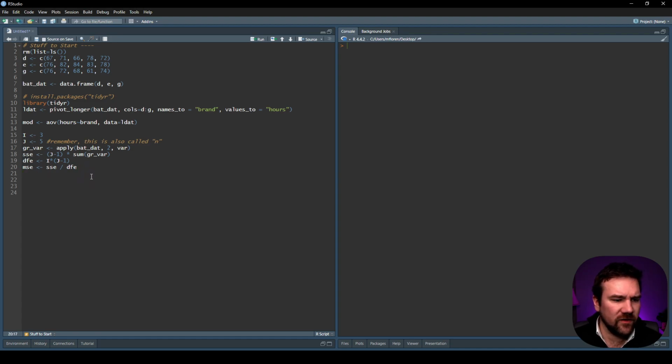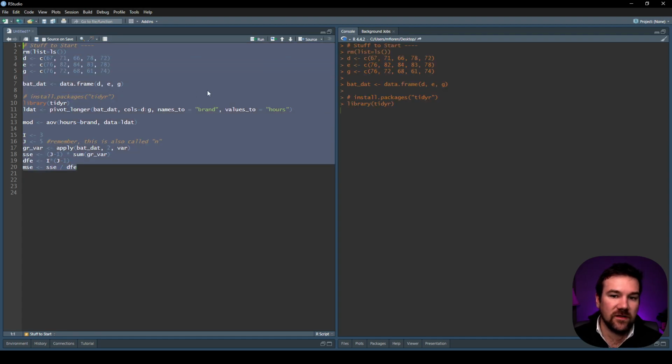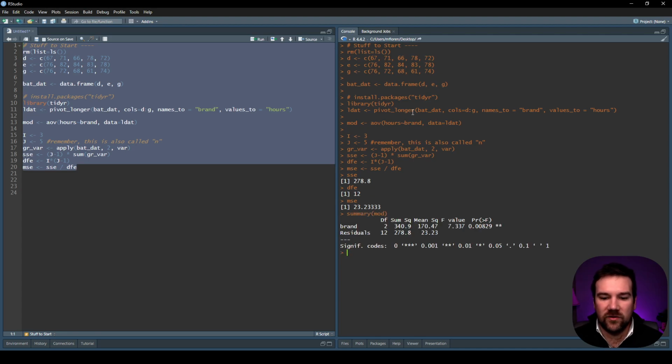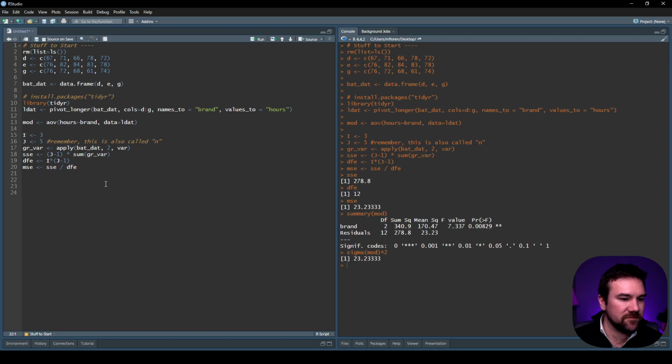Now I'll note quickly, you can find the MSE, the SSE and the DFE, all of those pieces, just by looking at the summary of your model. So real quick, I'll run all of this. I'll just look at the SSE, DFE, and MSE, and then if I do the summary of my ANOVA model, it shows that the SSE is available here, the DFE is available here, and the mean squared error is available there. Mean squared error also has its own command, sigma of the model, and then squared, and that pulls the MSE straight from your ANOVA model with the built-in test.